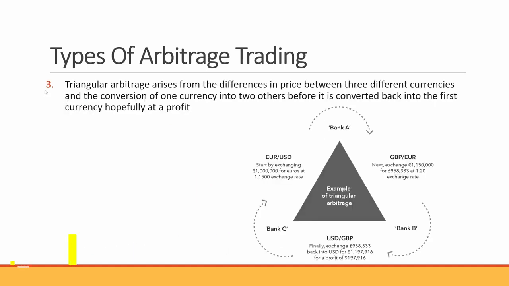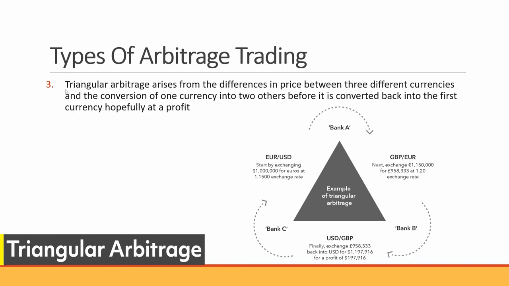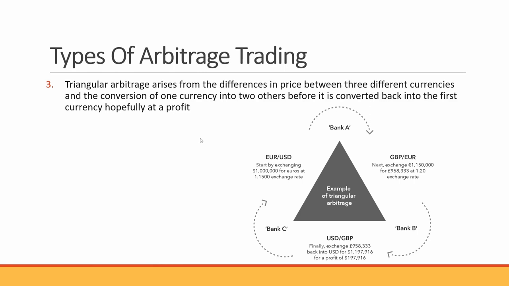Now, the third type of arbitrage trading is triangular arbitrage. It is a little more complex than simple one or two currency pair arbitrage, but in this case there are a lot of opportunities. Triangular arbitrage happens because of the difference in price between three different currencies, and involves converting one currency into others before converting it back to the currency we started with.